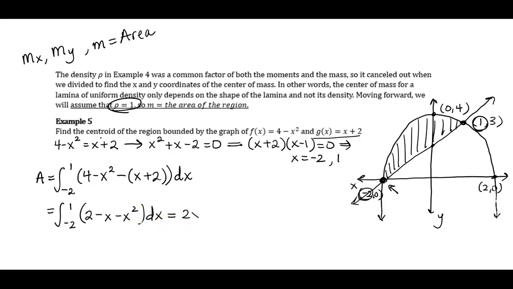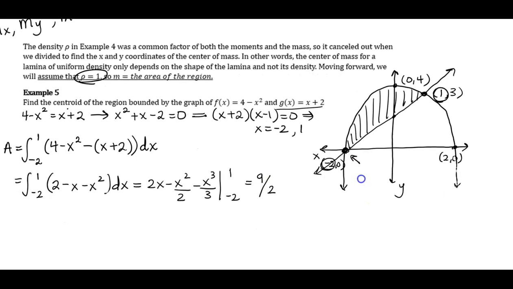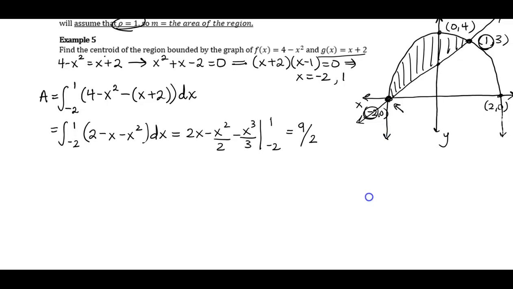So we integrate each term and apply the fundamental theorem of calculus to get that the area of this region is 9/2. So now let's go on to calculate the x-coordinate for the center of mass. The x-coordinate for the center of mass is the moment about the y-axis divided by the area. Before we were writing the moment about the y-axis divided by the total mass, but the total mass is simply the area of the region.